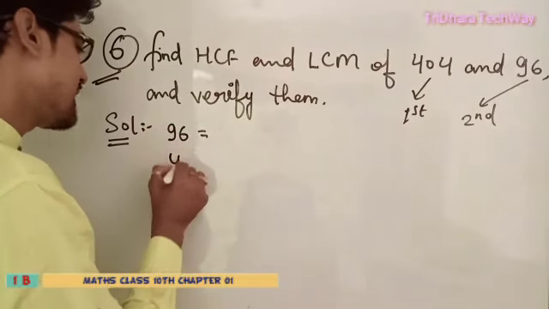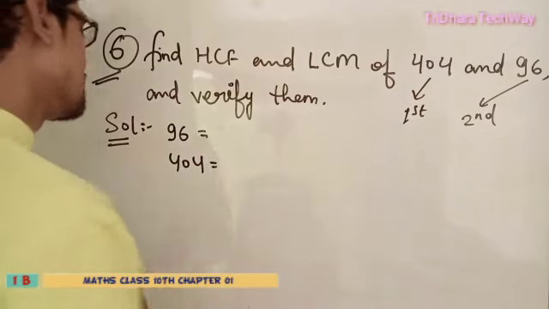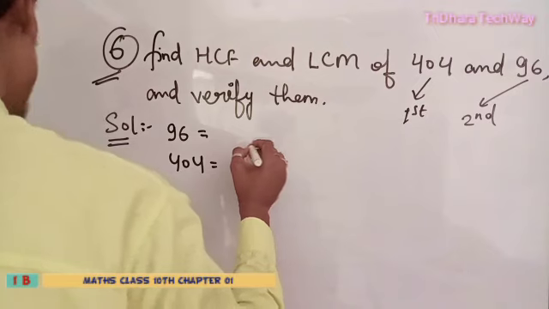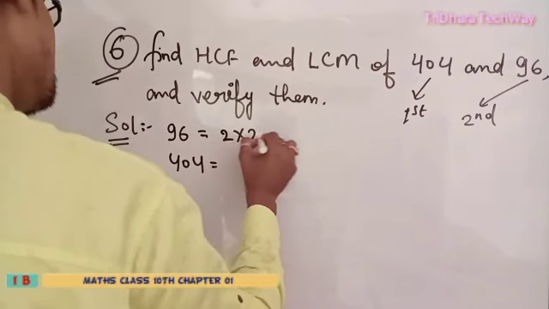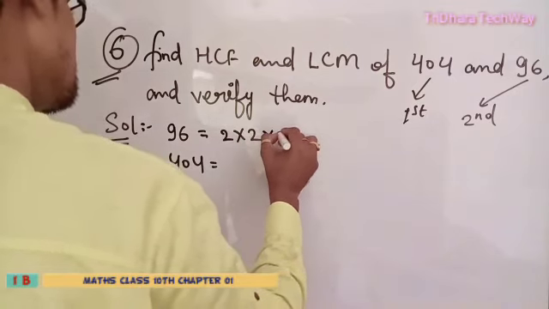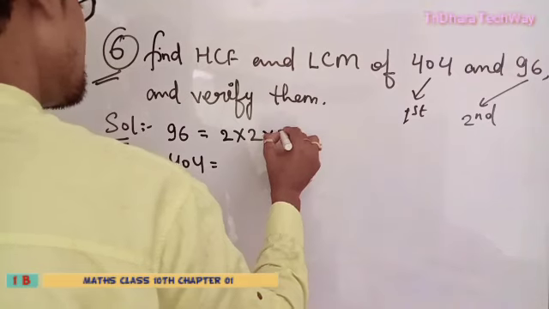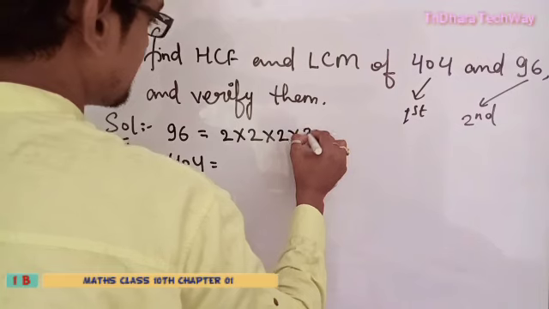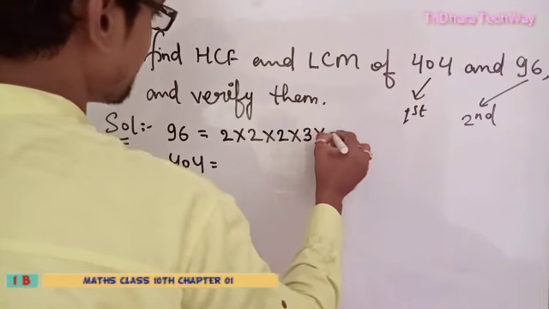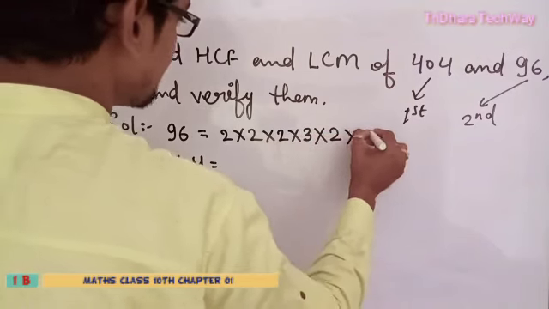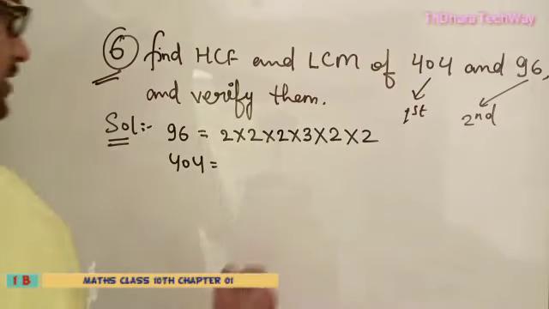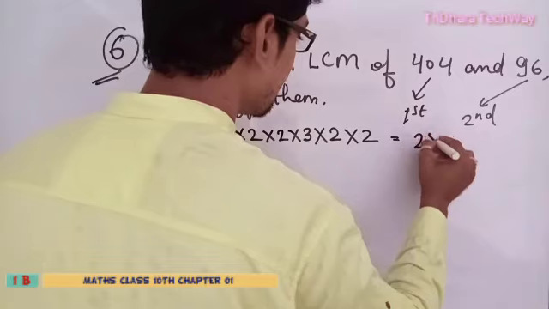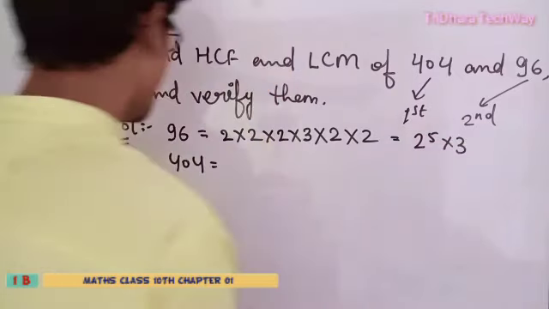96 is equal to 2 into 48, and 48 is 2 into 24, 24 is 2 into 12, 12 is 2 into 6, 6 is 2 into 3. So you can write it like that also: 2 power 5 into 3.